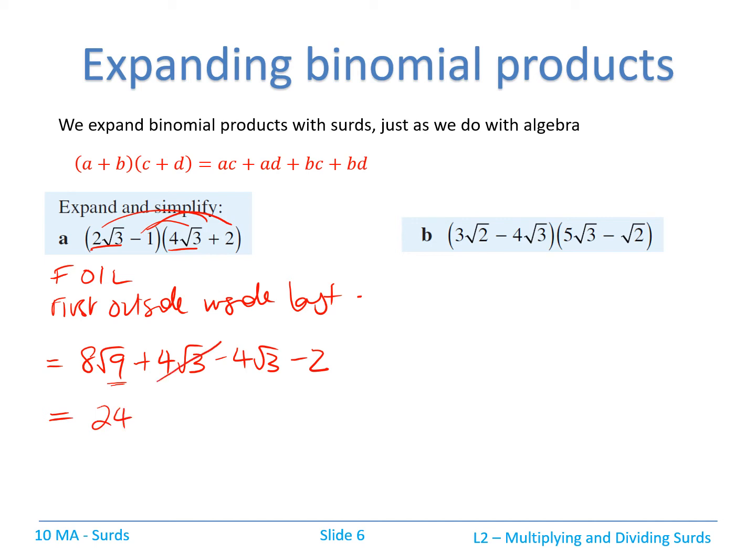I've got plus 4 root 3 and minus 4 root 3. They cancel each other out. And then I've got minus 2, which is 22. So this one, the surd actually disappeared when we multiplied it out.